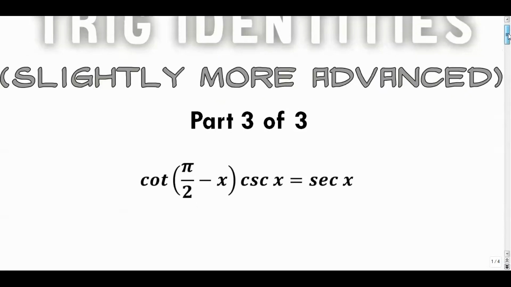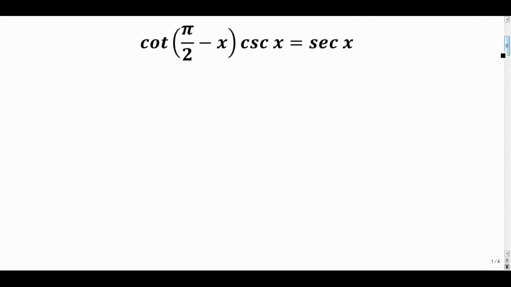We have cotangent of pi over 2 minus x, all right, times cosecant x is equal to secant x. Of course, the right-hand side is easier. We're going to keep that as is and change the left. And to do this, we're going to start with our cofunction identity. And cofunctions are all about, sort of like, a complement.